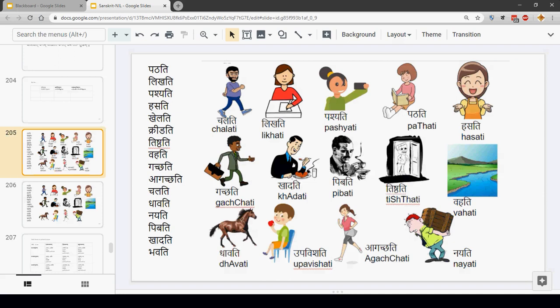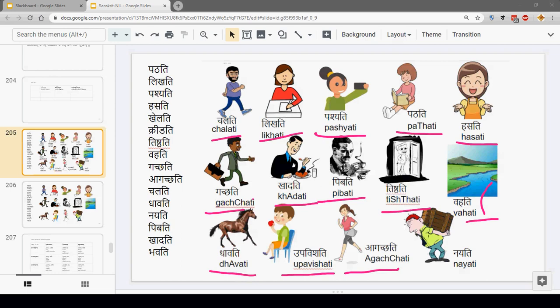The first one shown with the picture here, chalati, is goes. Likhati means writes, pashyati sees, pathati reads, hasati means laughs, gachati goes, khadati eats, pibati drinks, tishthati stands, vahati flows, dhavati runs, upavishati sits, agachati comes, and nayati carries.